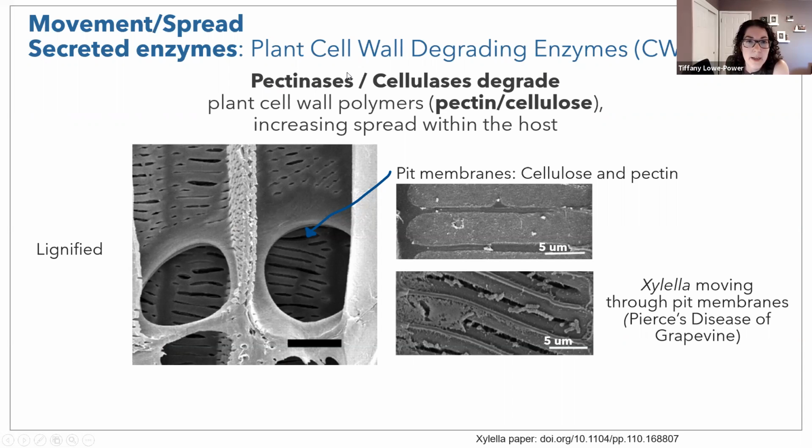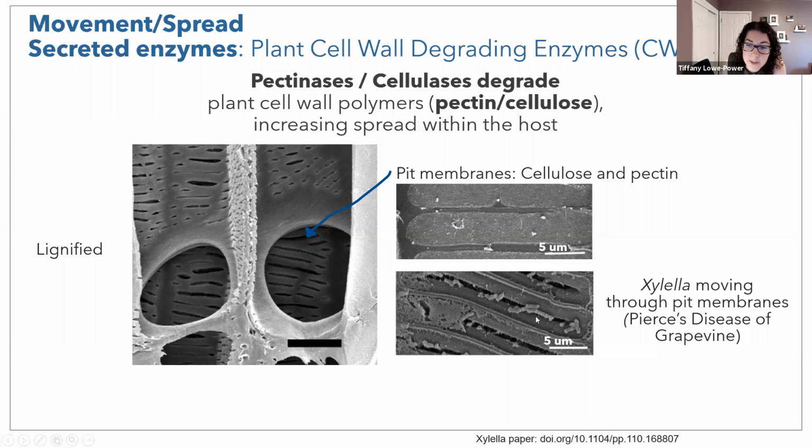There are other ways that bacteria move systemically in plants. This right here are the xylem vessels, and the walls of the xylem are lignified, so bacteria can't move across the majority of the xylem wall. But there are these pit membranes that connect vessels to each other and connect the vessels to other parts of the plant. And xylem-colonizing bacteria, xylem pathogens, secrete cellulases and pectinases that can degrade this pit membrane.